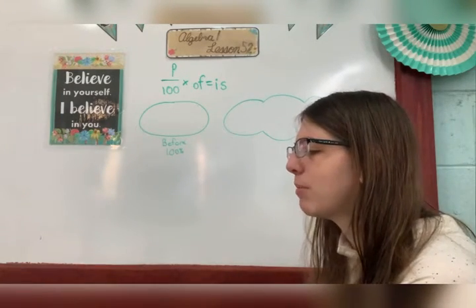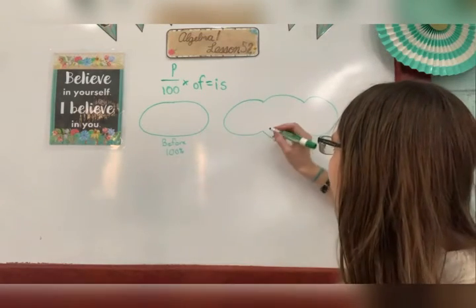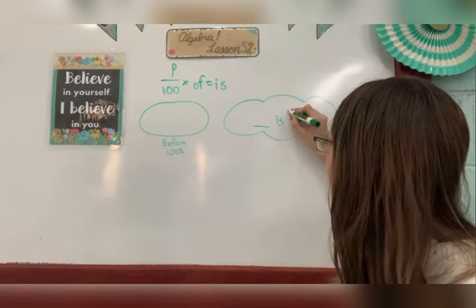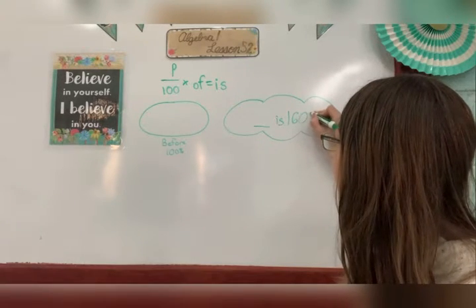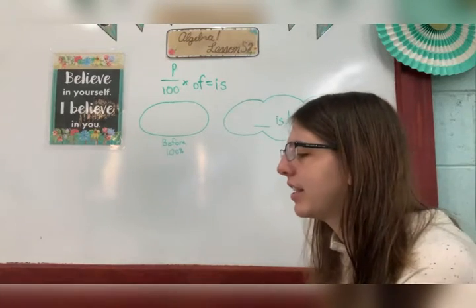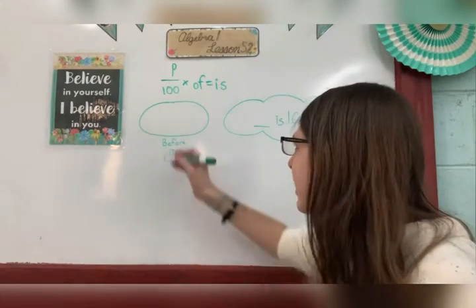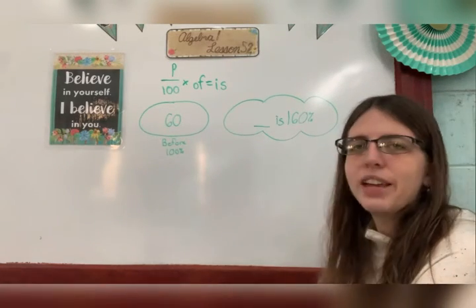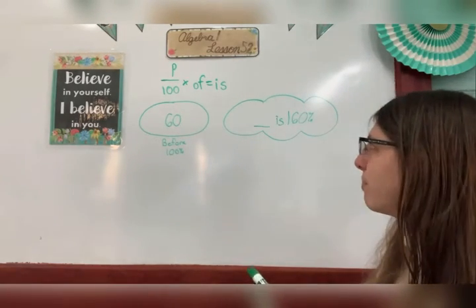So in this problem, it says what number is 160%? So I'm looking for the number that is 160%. So it's 60% greater than 100. And that is of, let's see, 60. So my original number is 60. Okay, so I put this into my equation.